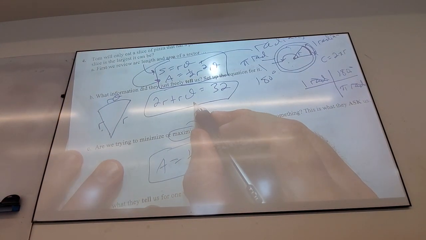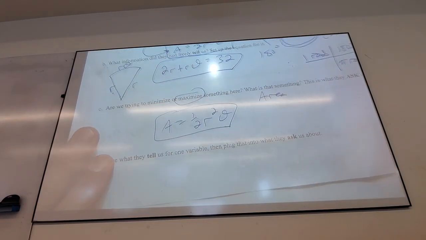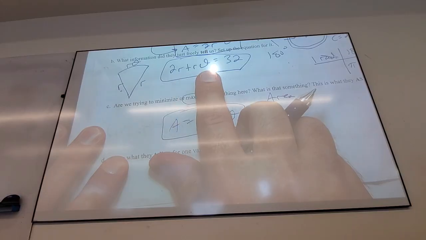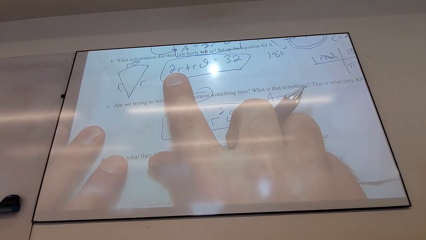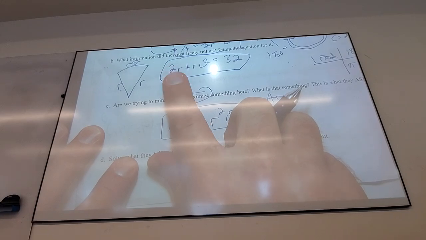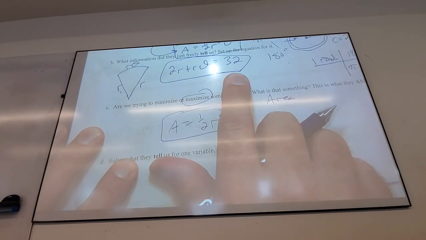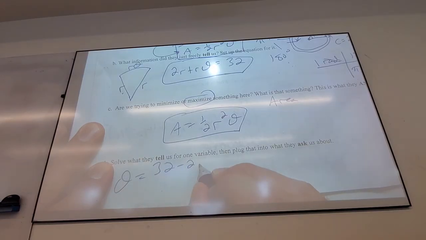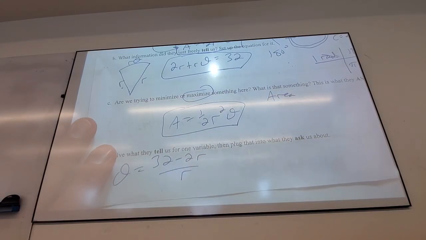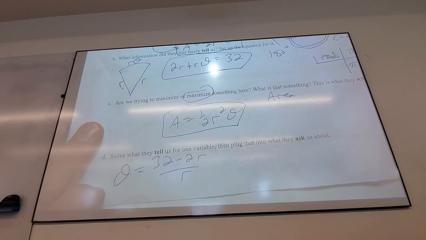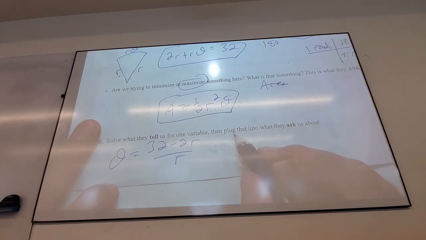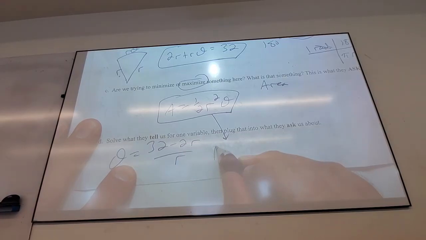How do I solve for theta? Take out the r. Subtract 2r from 32, divide by r, yes? Okay. Can I rewrite my area formula now?